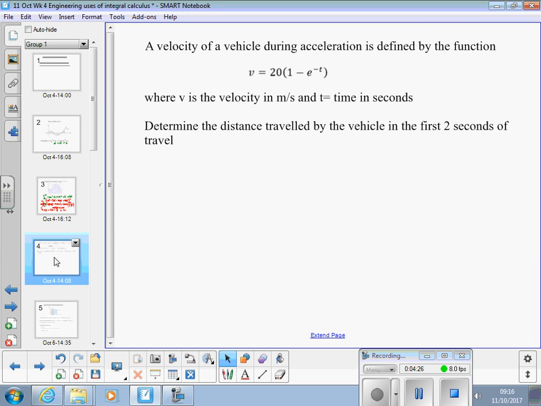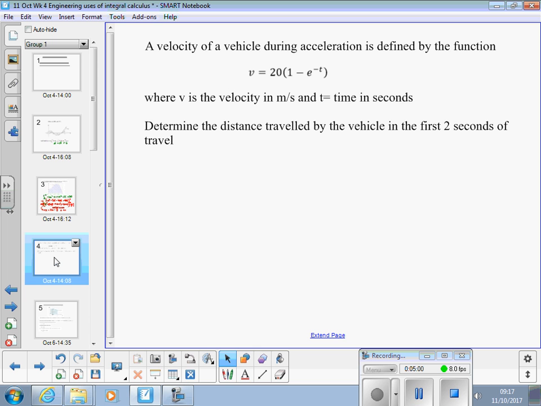Right. Have a look at this. The velocity of a vehicle during acceleration is defined by the function v equals 20 brackets 1 minus e to the minus t, where v is the velocity in meters per second and t is time in seconds. Determine the distance travelled by the vehicle in the first 2 seconds of travel.